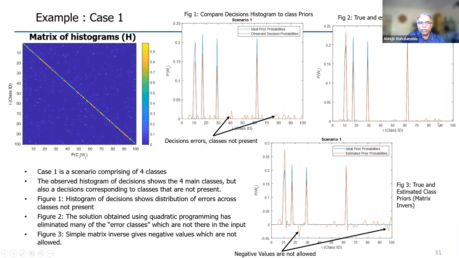The way I have been moving my mouse, this is the first one that I was talking about, where these errors are produced by the classifier. This is the simple matrix inverse one with the negative values, and then this is the one with quadratic programming, where a lot of these errors have been cleaned up. I apologize, I think I was moving my mouse on the wrong screen again.